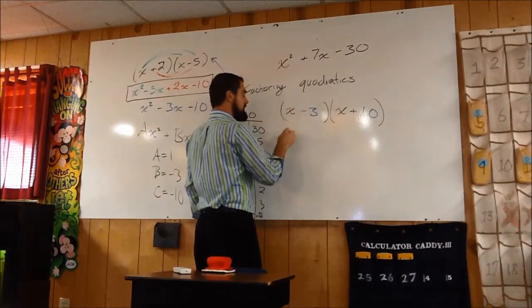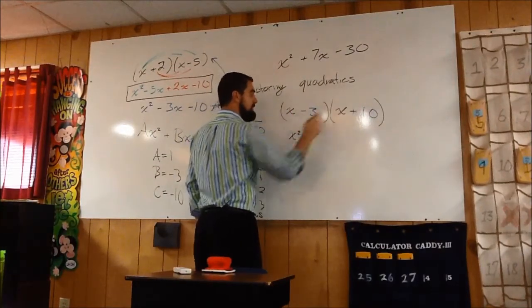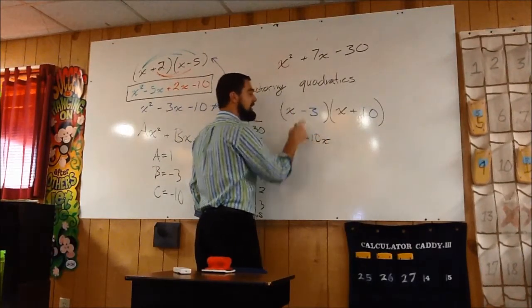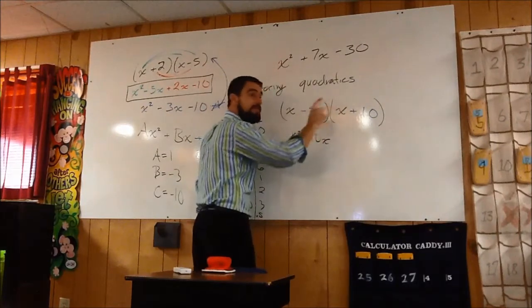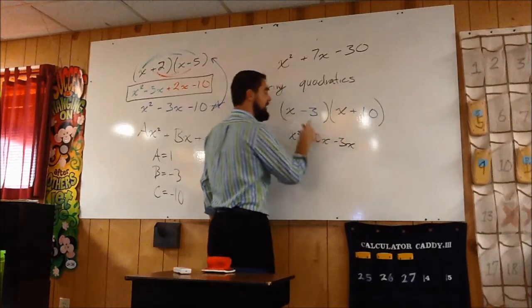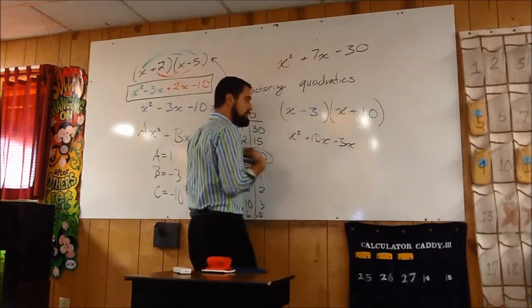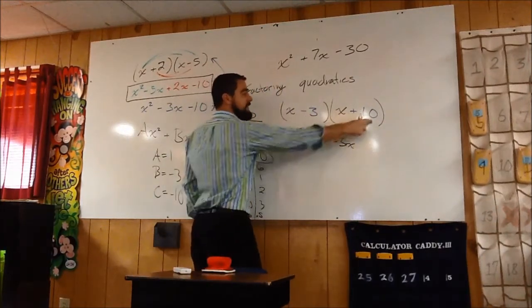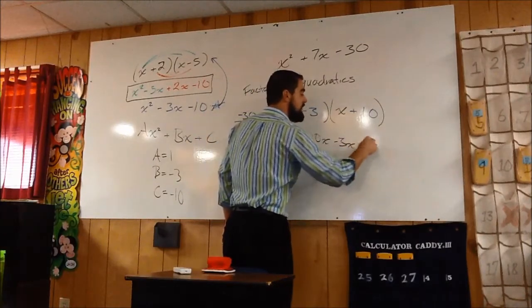So x times x is x squared. X times a +10 is a +10x. Now we're going to distribute the -3 over. -3 times a +x is a -3x. I'm sorry, -3 times a +10 is a -30.